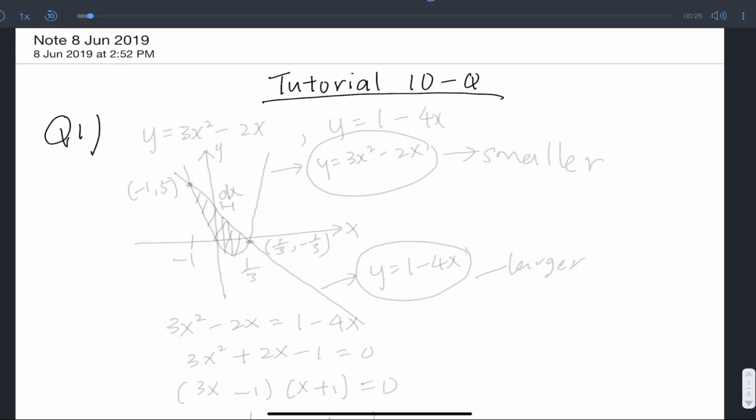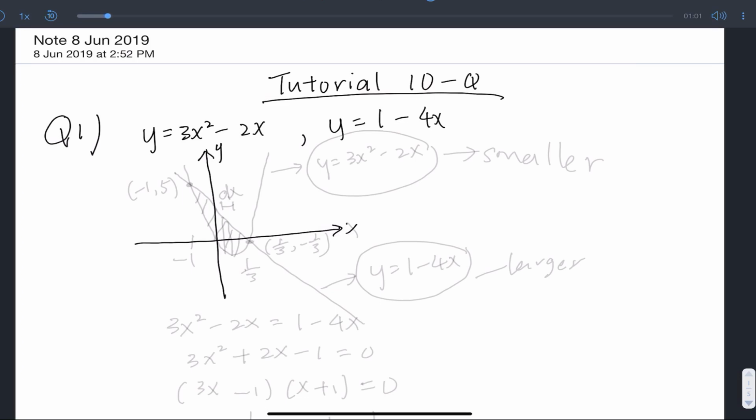The first question is asking you to find the area bounded by the curve y equals 3x squared minus 2x and the line y equals 1 minus 4x. This question is quite easy because the graphs for these two functions are given in the question. So let's look at how the graph looks.